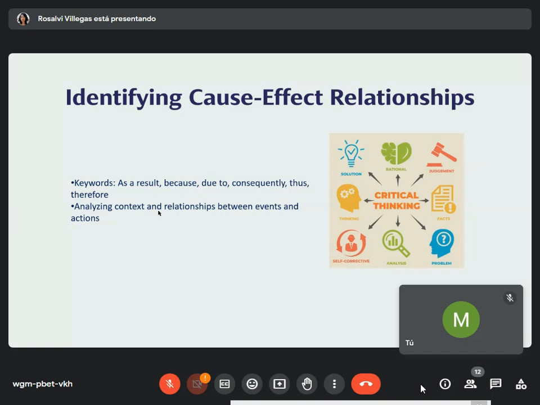Okay, so also we can identify cause and effect relationships by analyzing context and the relationship between the events and actions. Identifying cause and effect relationships is something we usually do with critical thinking. So we try to think in a rational way. We try to use our judgment, take the facts into account, analyze, and figure out which things are related to each other in this type of relationship.